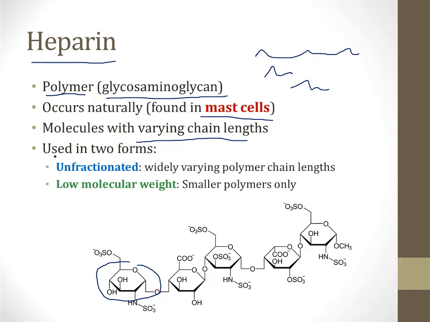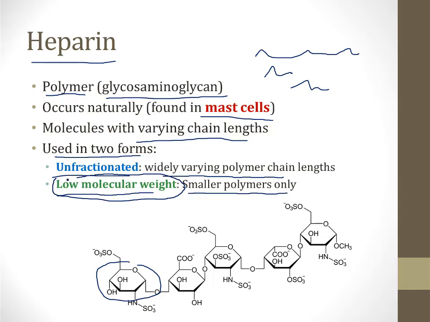It's used clinically in two forms. The first form is called unfractionated heparin. When you administer this form of the drug, you are administering widely varying polymer chain lengths to the patient, and that has one set of effects which we'll talk about in a minute. The second way to administer heparin as a drug is to administer only the low molecular weight polymers. These are the smaller polymers only, and when you take out just the low molecular weight polymers, the drug has a different effect, and we'll talk about both of these in the next few slides.